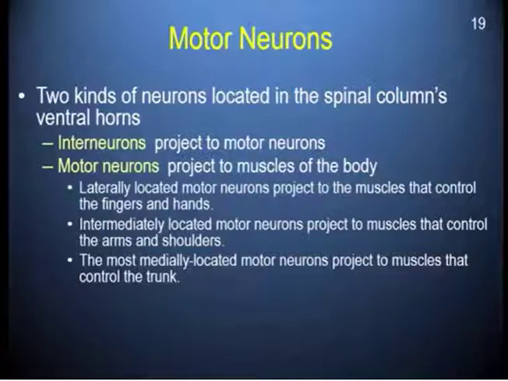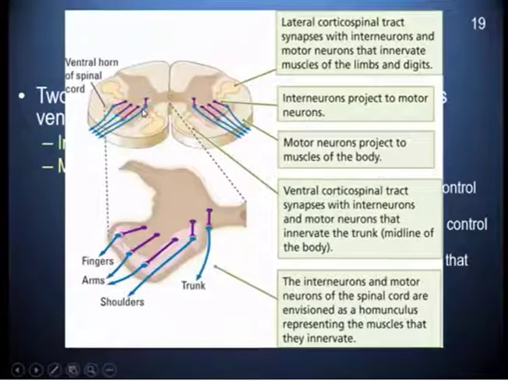And we're going to look at this in a picture so it makes more sense. So you have the information coming down, your different tracts. Here's your ventral corticospinal tract. Here's your lateral corticospinal tract. So the information is coming down there, and then it starts to feed information into here, where the interneurons are, these purple, and they communicate with the motor neurons. The most lateral is the fingers, medial are arms and shoulders, and then your trunk is in the most medial. So intermediary, I apologize. Arms and shoulders are intermediary.